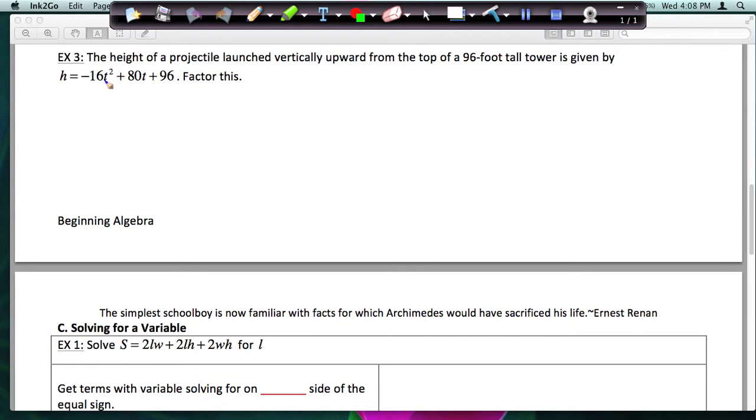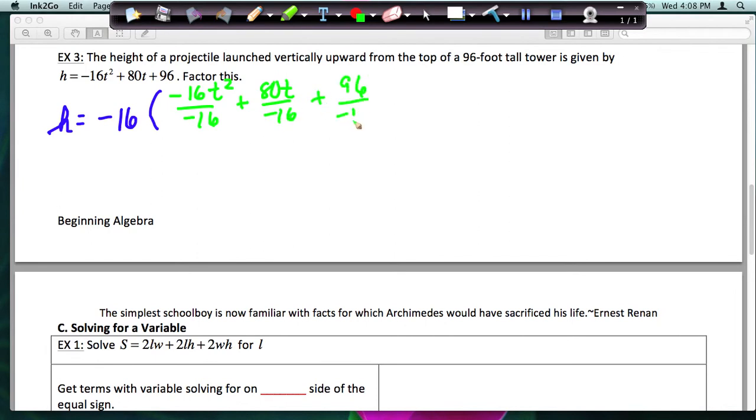I want this t squared to be positive. So the GCF of 16, 80, and 96 happens to be 16. Always try this number first and see if it goes into all three. And it does. So I'm going to pull out not just the 16 though, I'm going to pull out a negative 16 because I want the t squared to be positive. So I'm going to pull out the negative so I can switch the sign. So I'm going to go ahead and divide all three terms by negative 16. And basically that negative is going to change the signs, and when you get to factoring, it'll make factoring that t squared a little bit easier if it's a positive number.